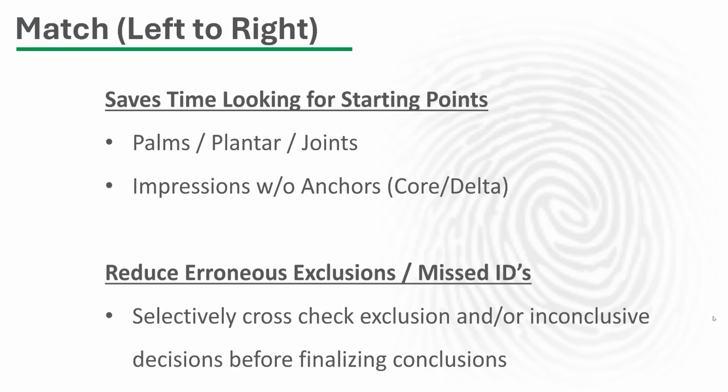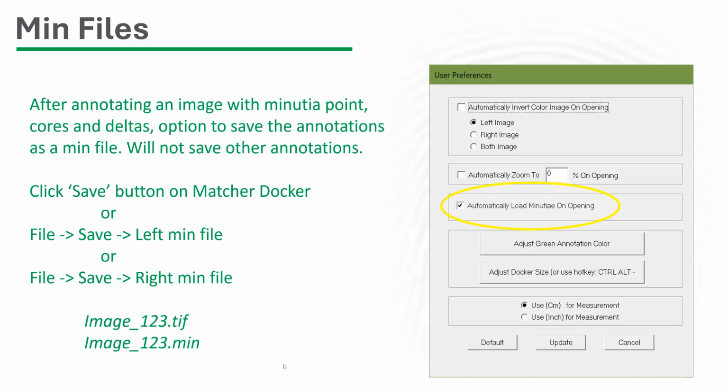So here is a little bit more information about min files. After annotating an image with minutia points, cores, and deltas, you have the option to save the annotations as a min file. It will not save other annotations. It's only going to save annotations that we need for matcher functions.